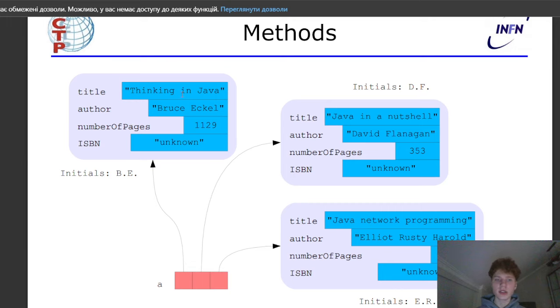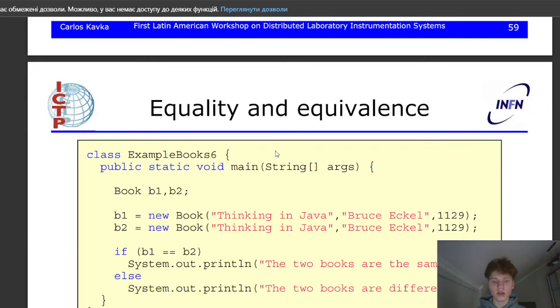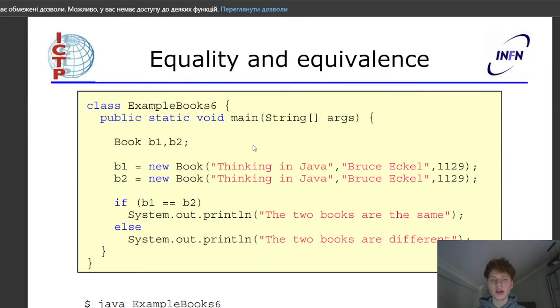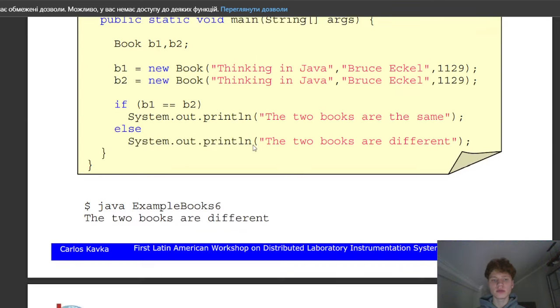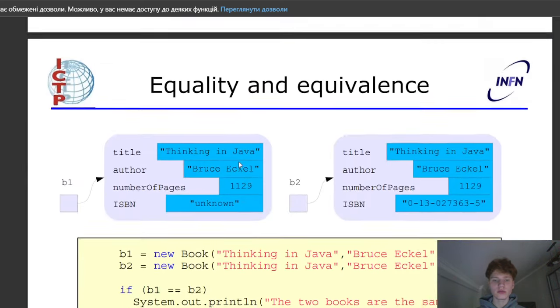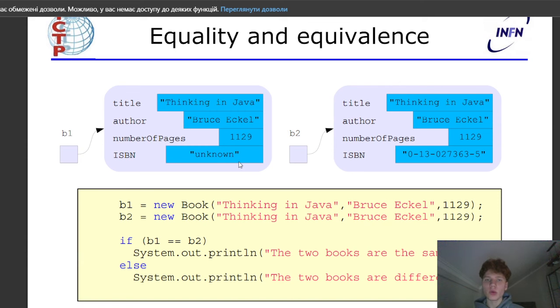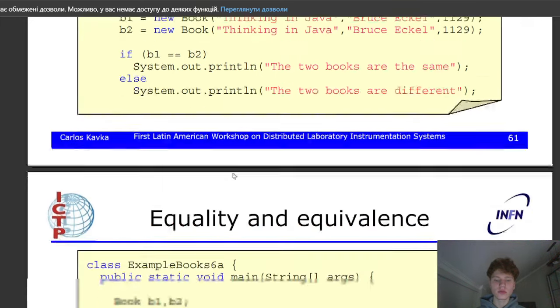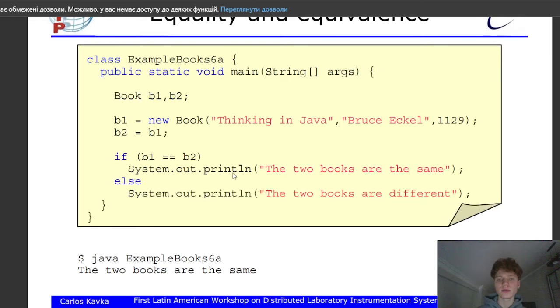Methods. Title: Thinking in Java. Author: Bruce Eckel. Number of pages: 1129. ISBN unknown, etc. Actual and equivalence.